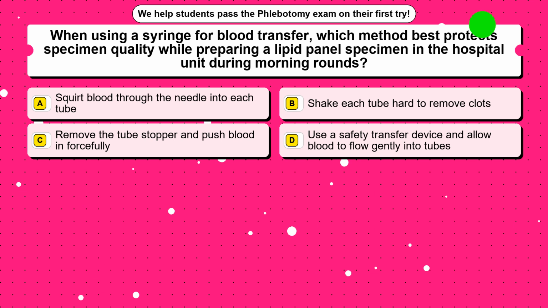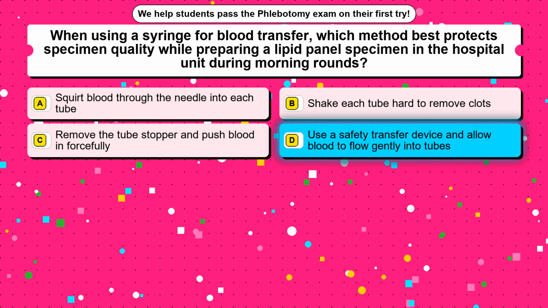Question 32. When using a syringe for blood transfer, which method best protects specimen quality while preparing a lipid panel specimen in the hospital unit during morning rounds? Option A. Squirt blood through the needle into each tube. Option B. Shake each tube hard to remove clots. Option C. Remove the tube stopper and push blood in forcefully. Option D. Use a safety transfer device and allow blood to flow gently into tubes.